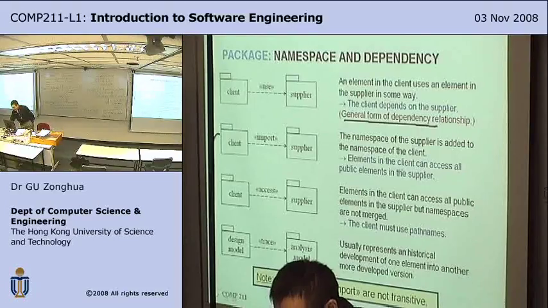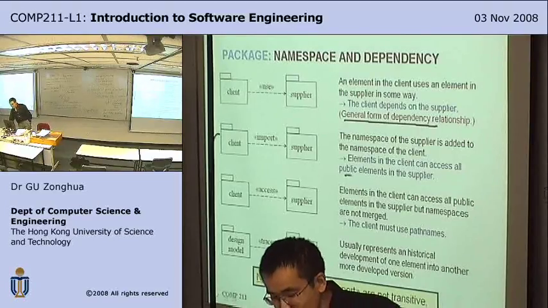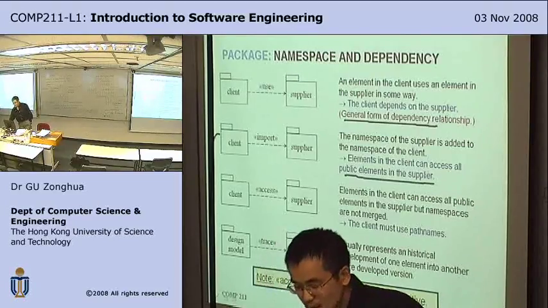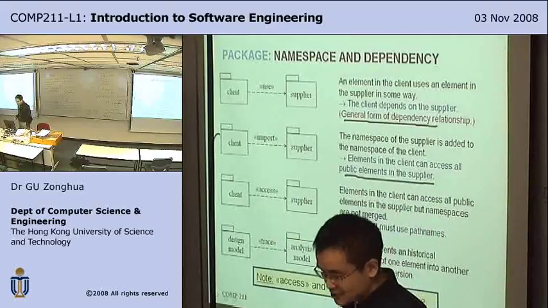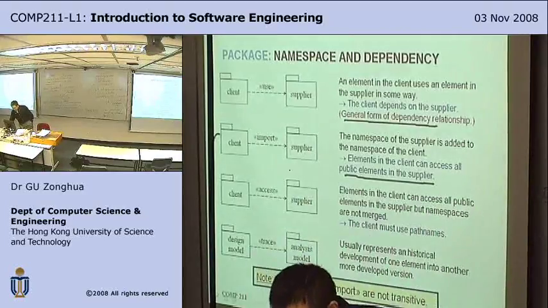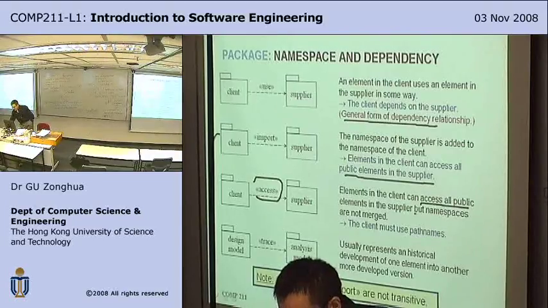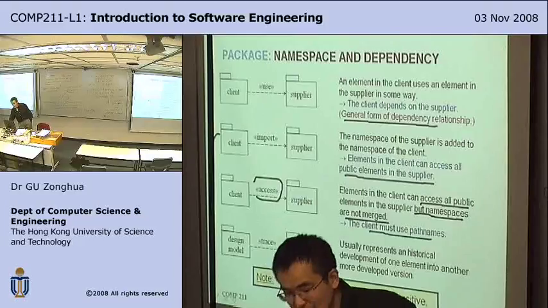So elements in the client can access all public elements in the supplier. Again, elements referring to classes or sub-packages. So a client accesses a supplier. Access means that it can access the public elements, but namespaces are not merged. That is, the client must use path names.